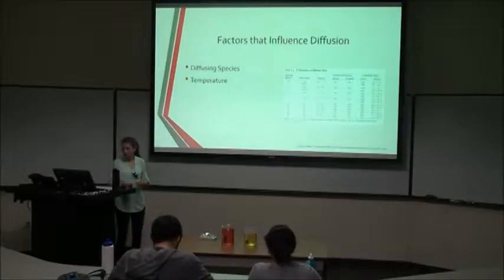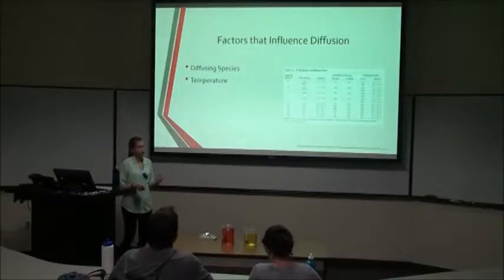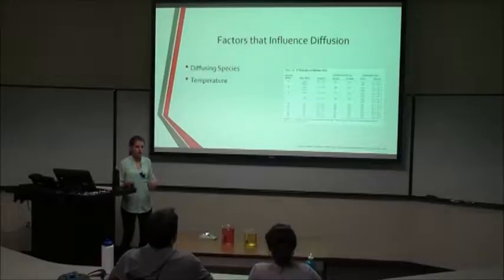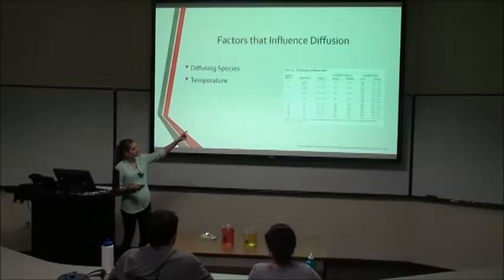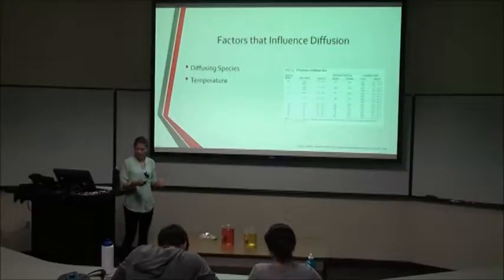So the first thing that we look at is the different types of atoms that are diffusing. So the different types of metals diffuse at different rates, giving you different diffusion coefficients, which you can see in this table. And the second thing that greatly influences the diffusion is temperature. So we saw at the beginning of class with the hot water and the cold water, at higher temperatures, diffusion is faster. You can also see in this table between the difference between the 500 and the 900 degrees Celsius that the diffusion at 900 degrees is a lot faster.